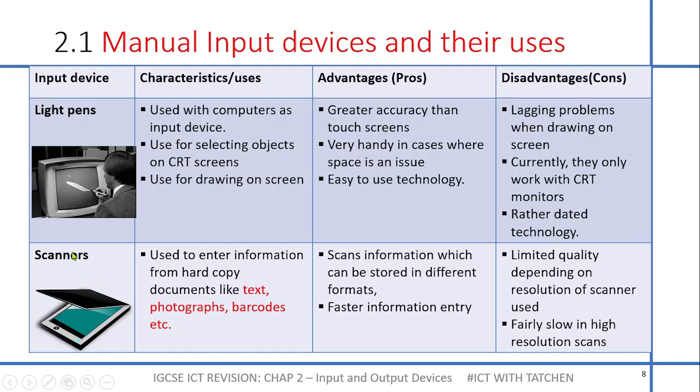The next manual input device is scanners. We use them to enter information from hard copy. So you just scan whatever document, photograph, or whatever it may be. You scan it from hard copy to text.